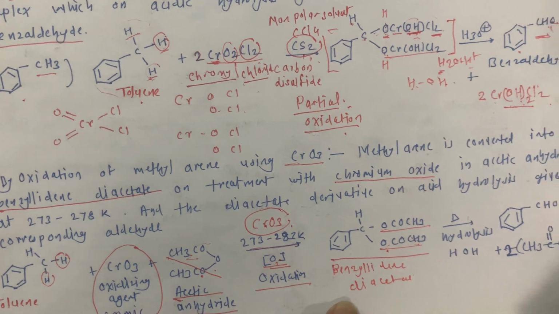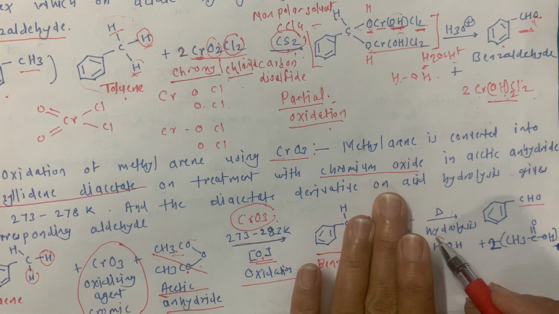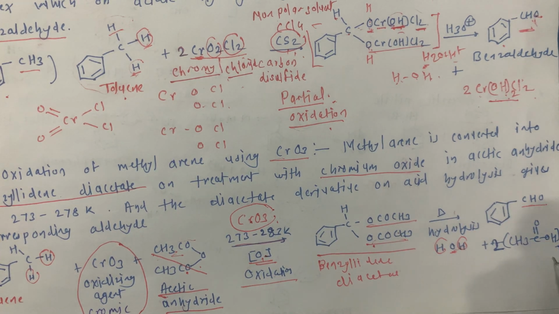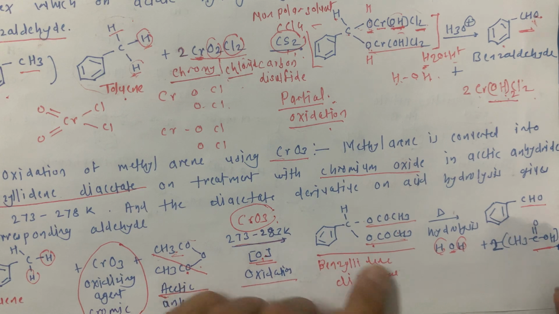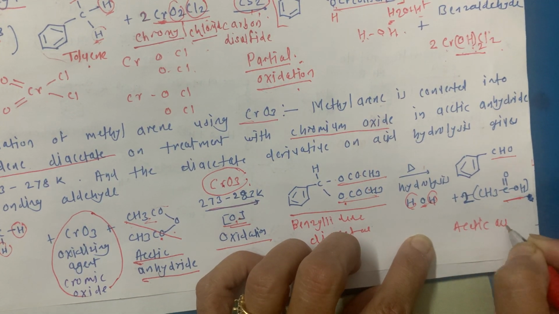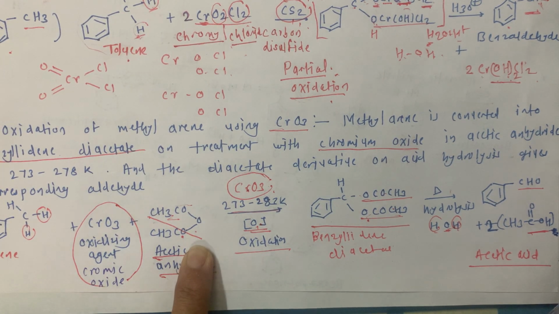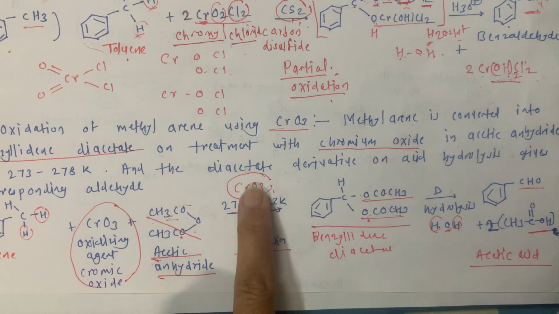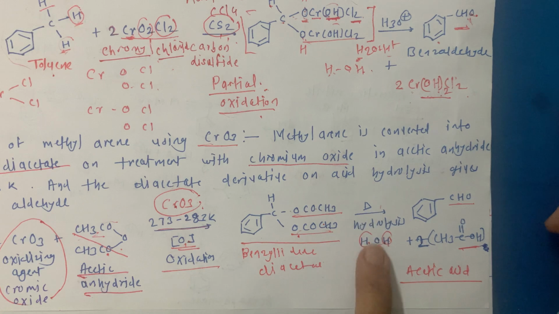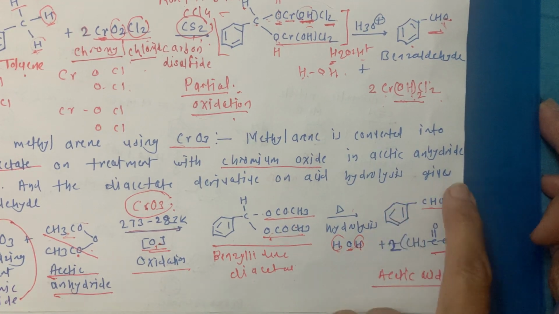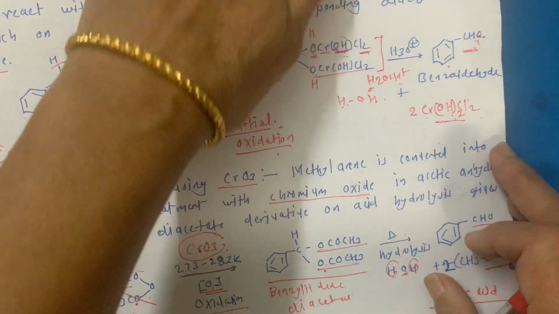This undergoes hydrolysis, and there is formation of CHO. Means one of the oxygens is now attached over here, CHO. Now the remaining H and H are there. They are going to react with here C, and there is formation of COOH. So there is formation of two molecules of acetic acid. What is this? Toluene reacting with acetic anhydride in the presence of chromic oxide, which is an oxidizing agent. Oxidation takes place. The product is benzylidene diacetate. It undergoes acid hydrolysis. We get benzaldehyde, means aromatic aldehyde, and the byproduct is acetic acid.